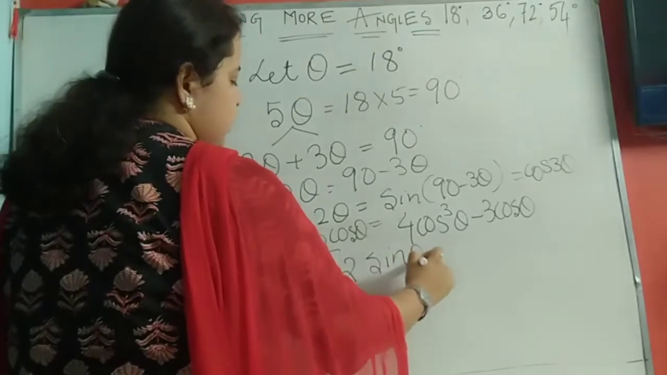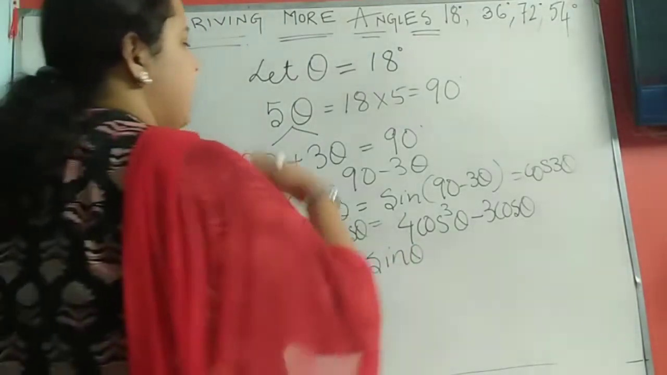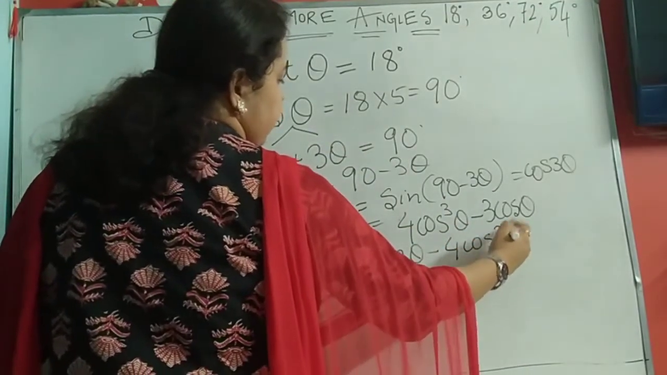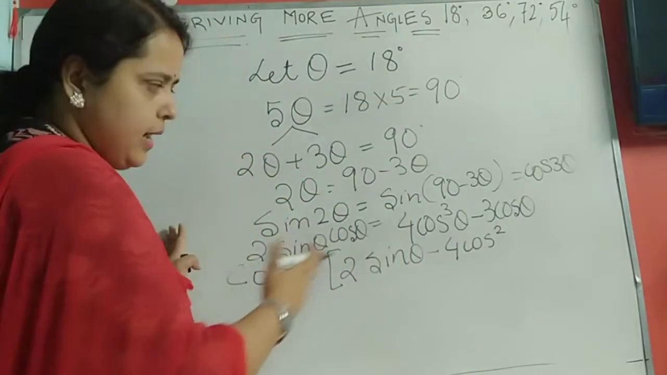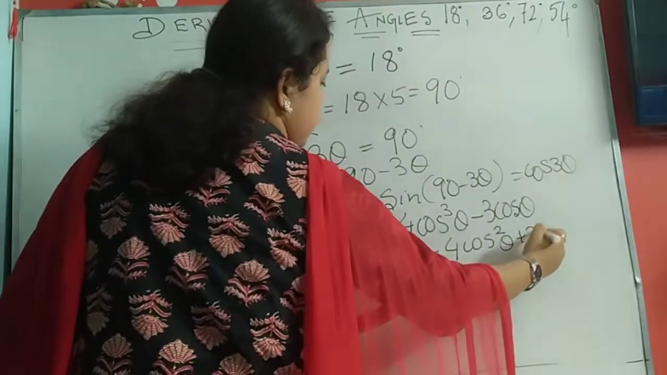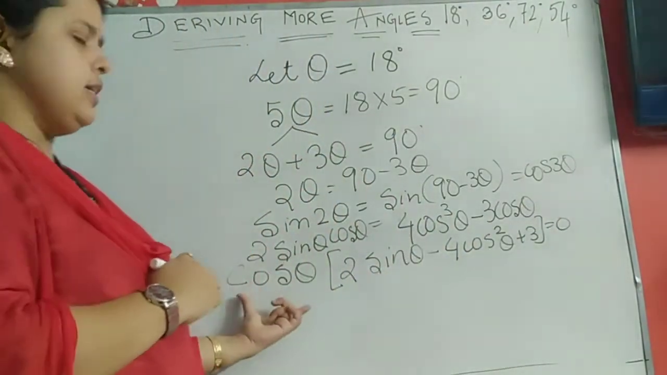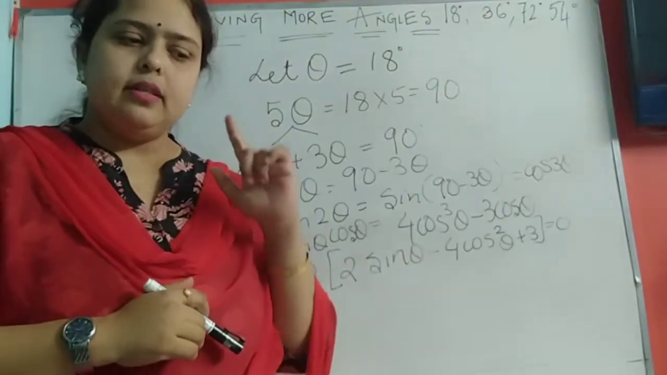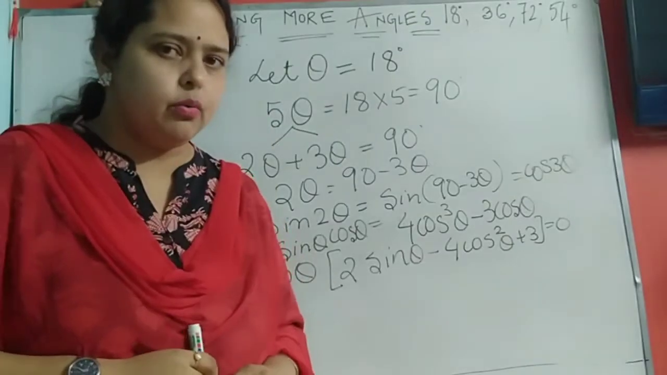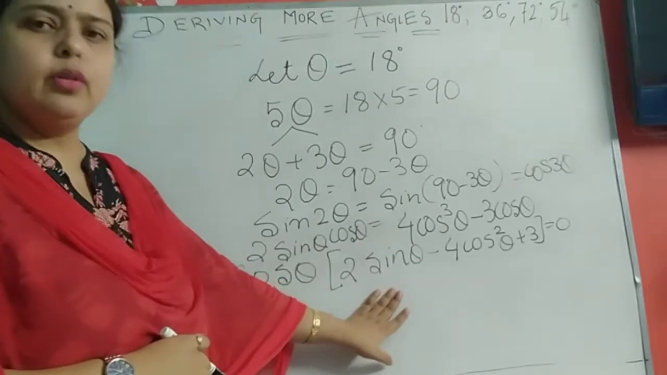You are going to get 2 sine theta on the LHS side, and if I am going to bring the RHS to the LHS side, there is a minus sign. You can see all, plus 3 is equal to 0. Now tell me, cos theta, can it be 0? That means theta is 18 degree. So can cos 18 be 0? No. So this part will be 0 then.